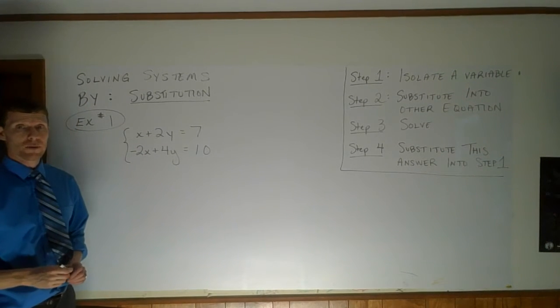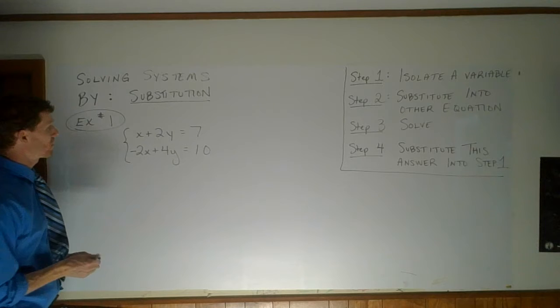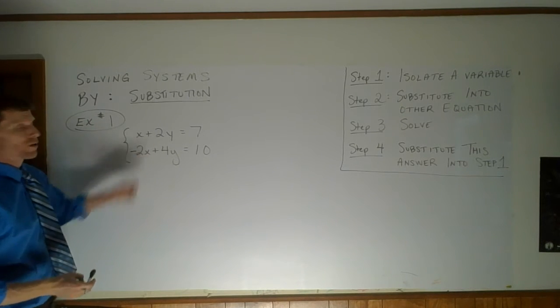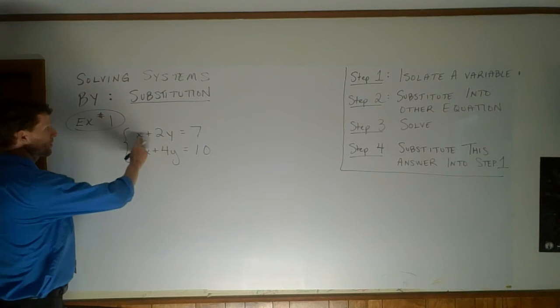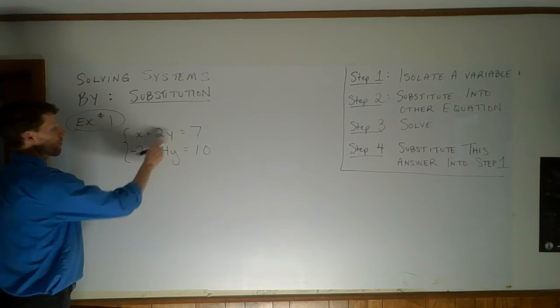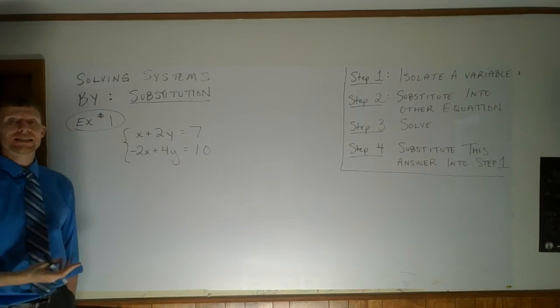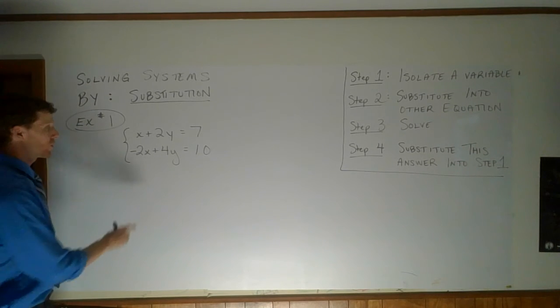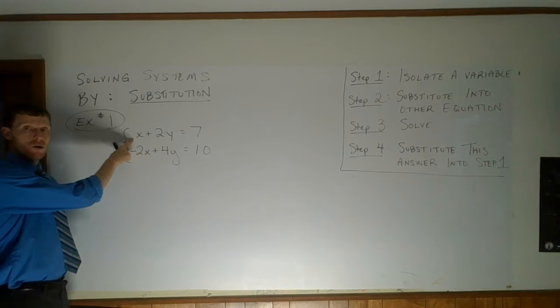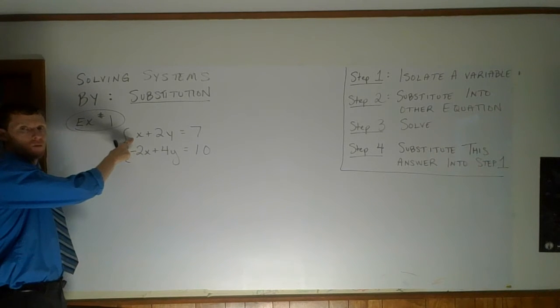This is our first example of solving a system of equations by substitution. Here are the two equations that we have. First decision we have to make is which of these four variables is the easiest one to get all by itself, to isolate. And always you want to choose the one that has no coefficient or a coefficient of 1.